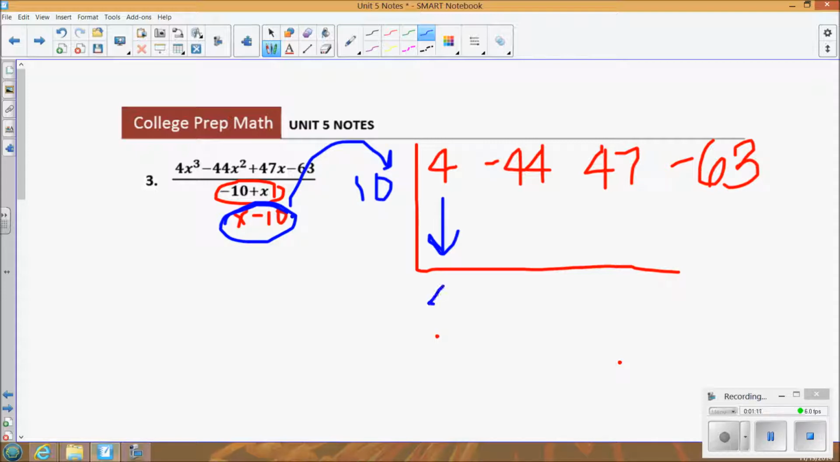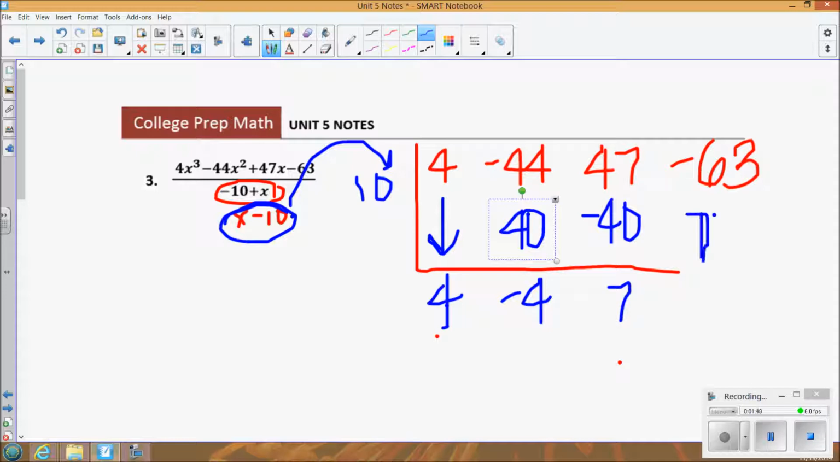And then we bring down the 4, multiply 4 times 10 gives me 40. And we're adding. Negative 44 plus 40 is going to give me negative 4. And then again, multiply negative 4 times 10 is going to give me negative 40. You're going to add 47 plus negative 40, which is like 47 minus 40, so we get 7. 7 times 10 is going to give me 70. And then you're going to add these, so we're going to get 7. So my remainder will be 7.